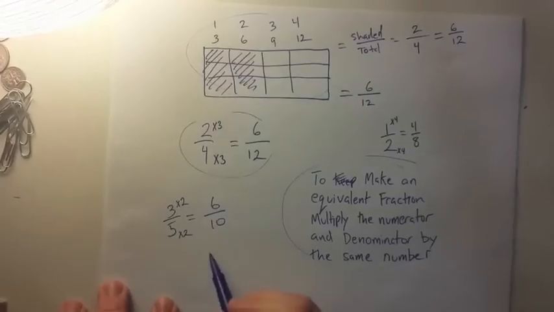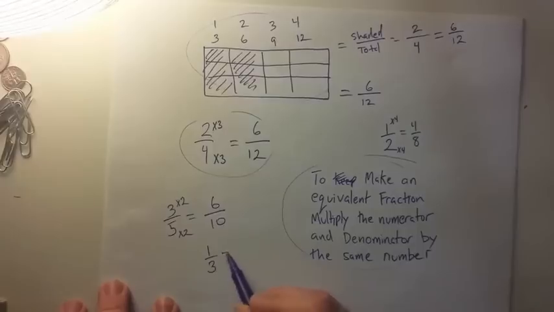Here's one more. Let's do 1 over 3, and I want it to be equal to 6 over something. We don't know. Now if I want to multiply the numerator from 1 to 6, I had to multiply it by 6. 1 times 6 equals 6. That means that the denominator also has to be multiplied by 6. So 3 times 6 is equal to 18. That means that 1/3 is equal to 6/18.